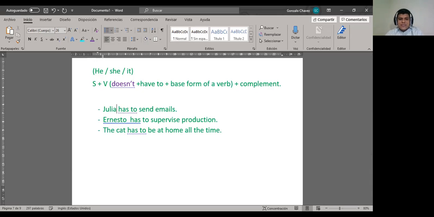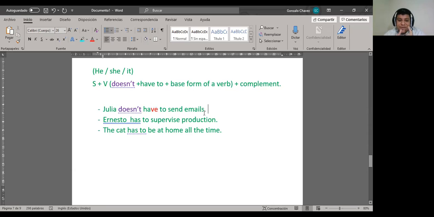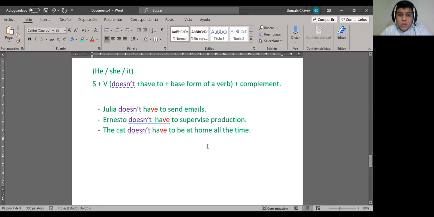In this case, let's check on the changes. Julia has to send emails. That is the affirmative. But for the negative, we are going to use doesn't. You don't say Julia doesn't has. You made the change: Julia doesn't have to send emails. We return the verb to the base form. Ernesto has to supervise. Third person singular. Ernesto doesn't have to supervise production. What about this one? The cat has to be at home all the time. The cat doesn't have to be at home all the time.